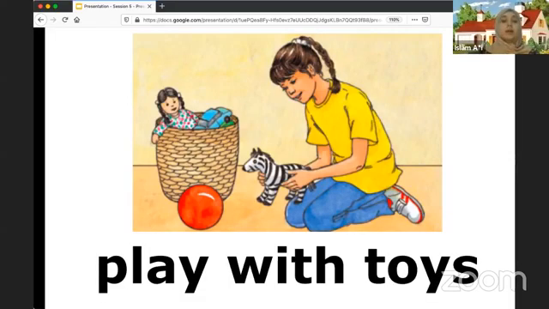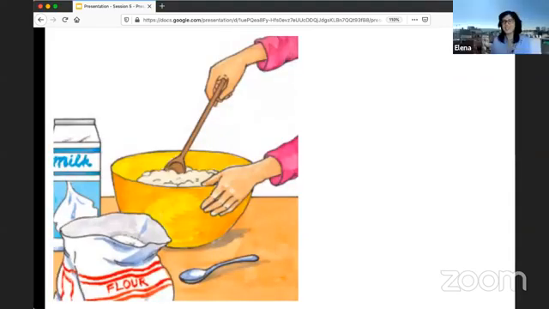Playing with toys. Play with toys. تلعب بالألعاب. Play with toys. Please repeat after me. Play with toys. Yeah? Fantastic. And now let's move on to the next one.